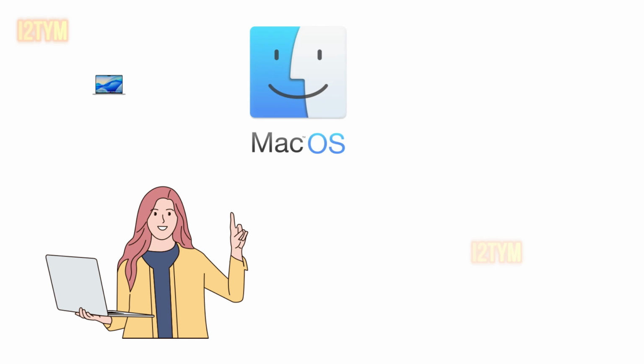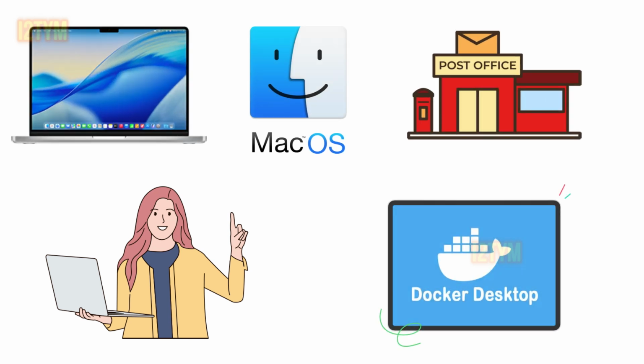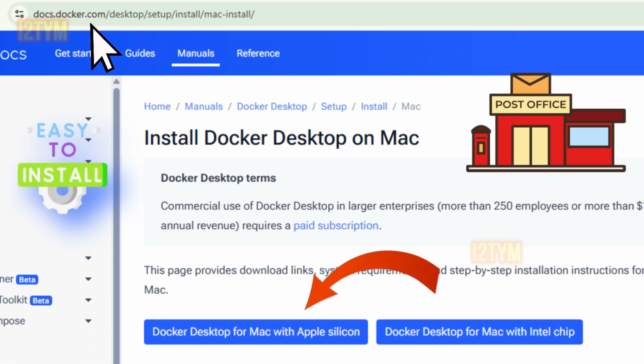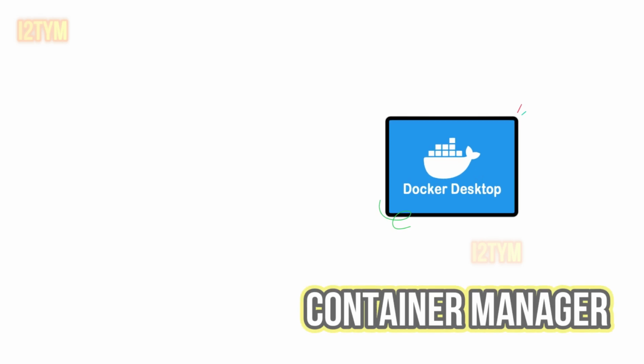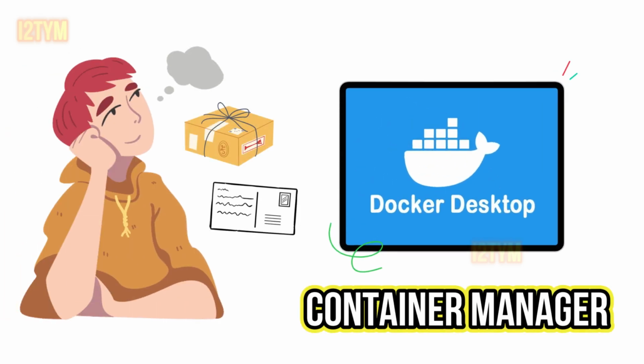For macOS, it's a similar story. You download Docker Desktop for Mac and install it, just like setting up your post office branch in your neighborhood. Docker Desktop makes everything run smoothly behind the scenes, so you can focus on sending and receiving your packages.